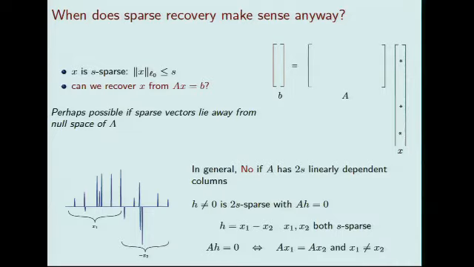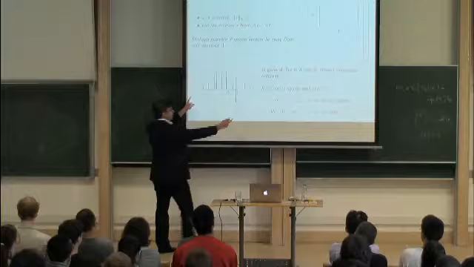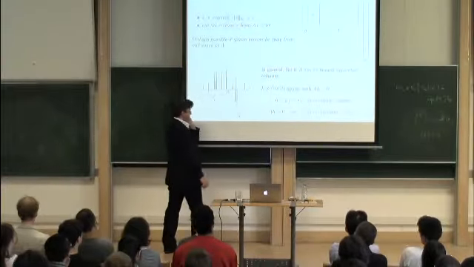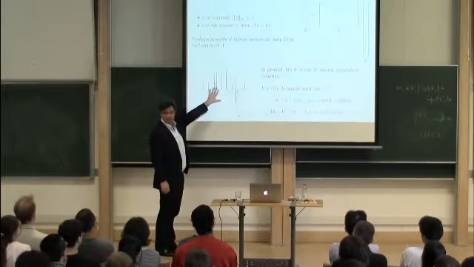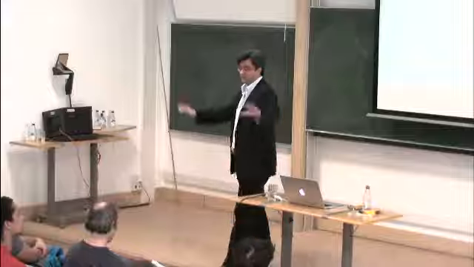For example, if there's a vector H which has two S non-zero components and is in the null space of A, which means that AH equals 0, then I take this vector, which you see here. It has two S non-zero components. I'm going to pick the first S and say that's X1. I'm going to pick the last S components and say that's minus X2. And by construction, H is going to be X1 minus X2. X1 and X2 are both sparse. AH equals 0 means that AX1 equals AX2. And yet X1 and X2 are very different. In fact, they could have disjoint supports.